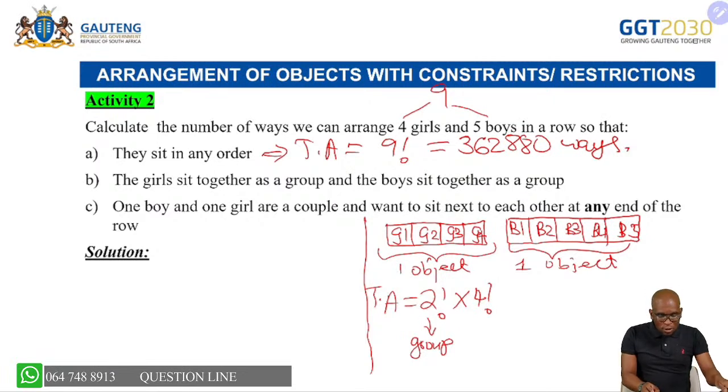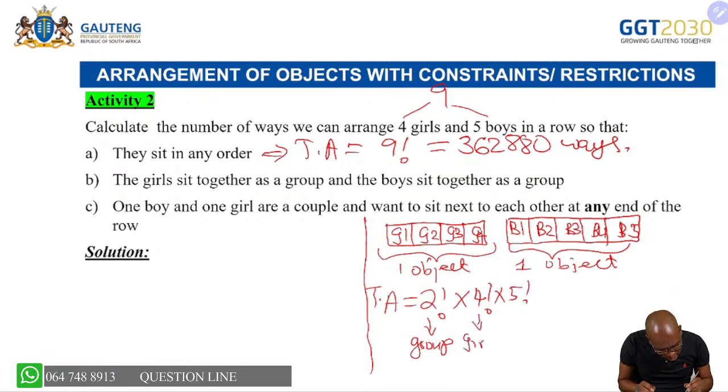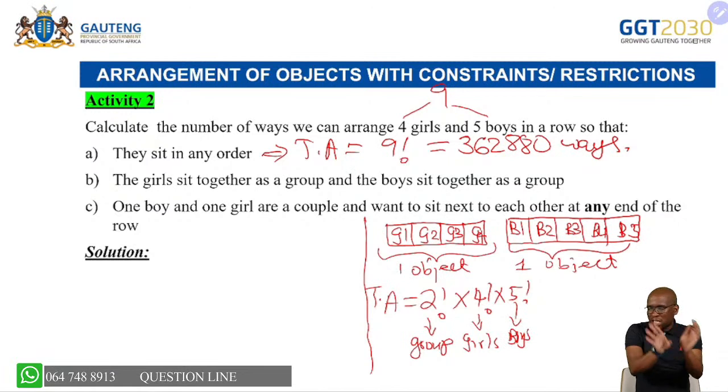Now, if you zoom into the boys as well, there are 5. They can interchange position. Any one of them can sit anywhere with respect to the group. But since there are 5, that can be done in 5 factorial ways. So this 4 factorial is for the arrangement of girls, and this 5 factorial is for the arrangement of boys, because they can interchange positions.